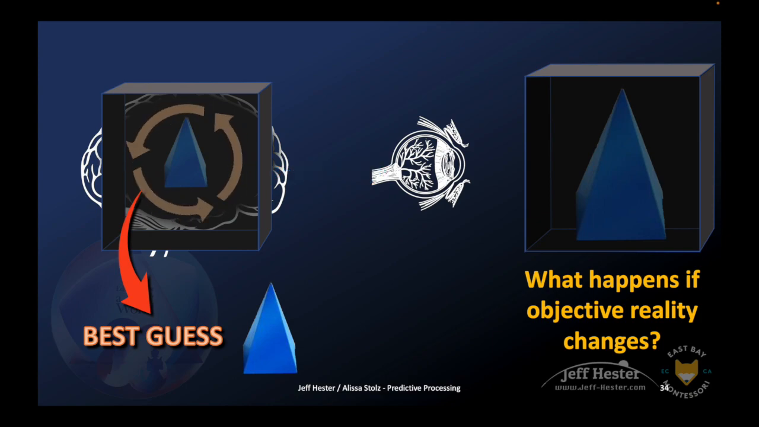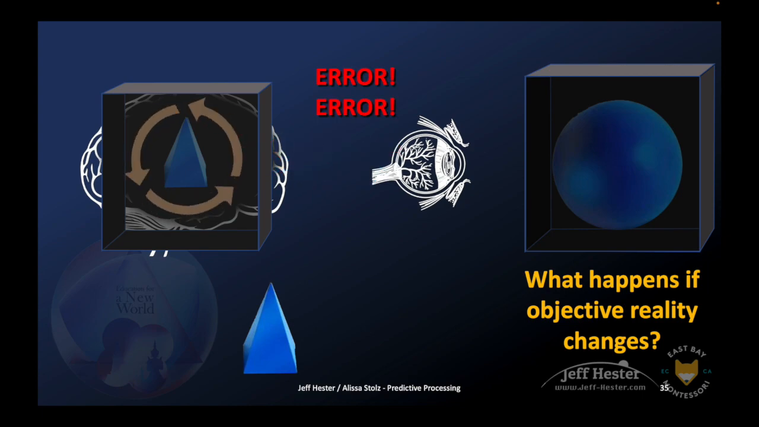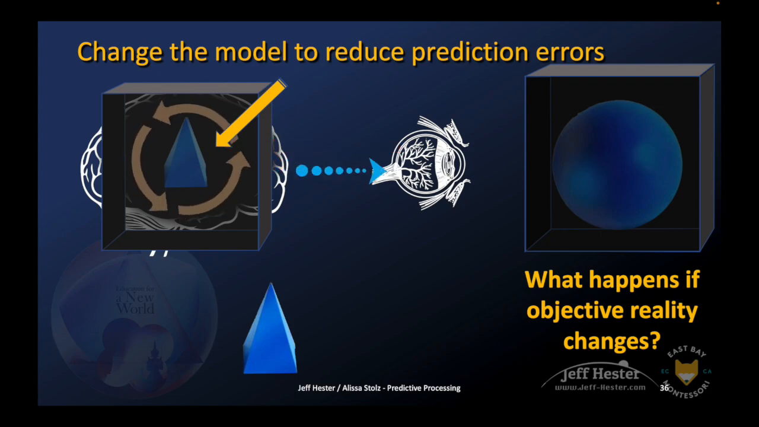But now what happens if objective reality changes? If something in the world changes? Well, okay, our pyramid now becomes a sphere. It's no longer the case that the sphere and the model match well, which means that the senses start generating error signals. There's a mismatch between the predictions and the incoming information. And so the brain starts trying to make those error signals go away by changing its model.